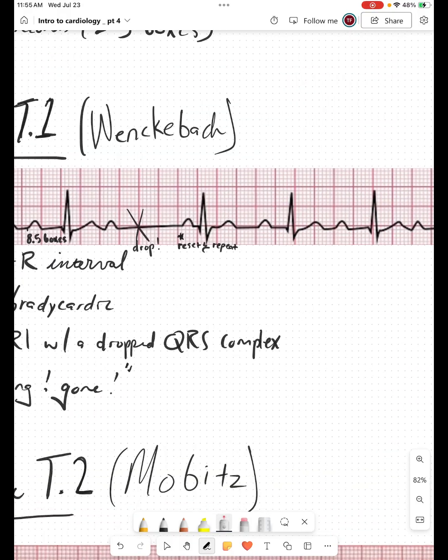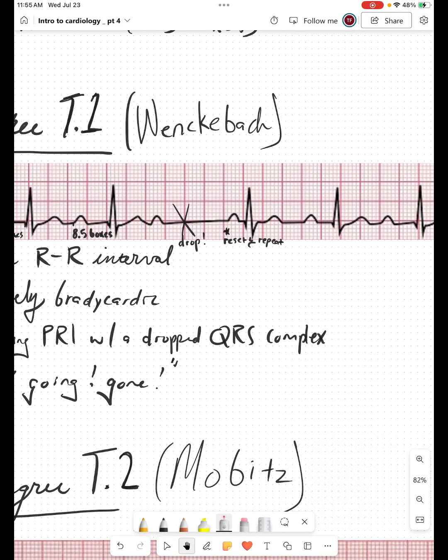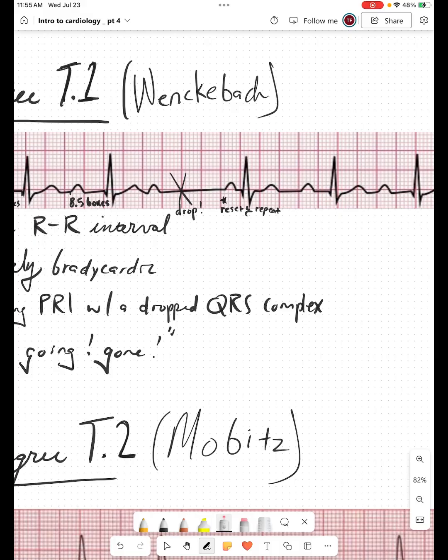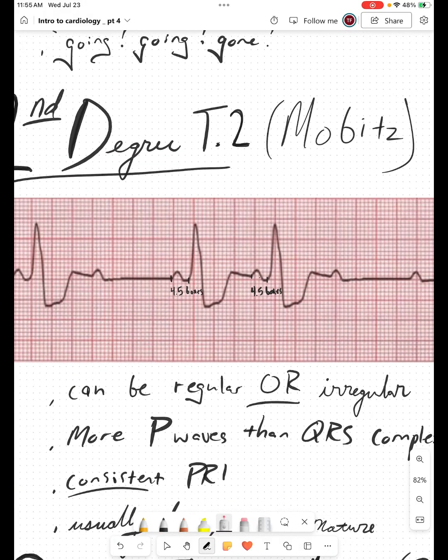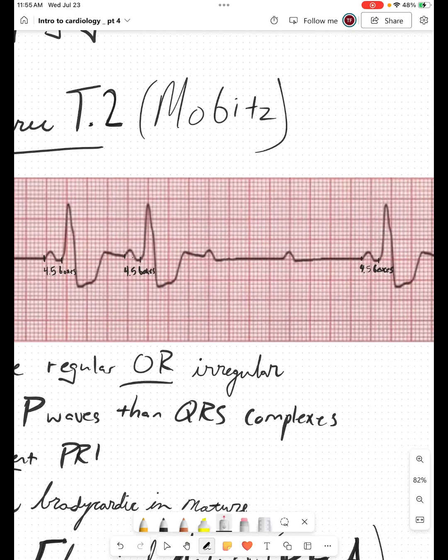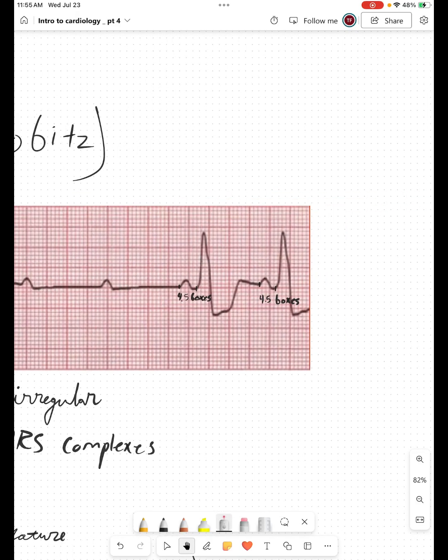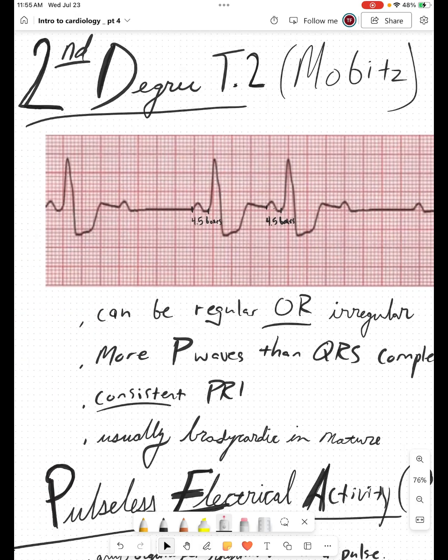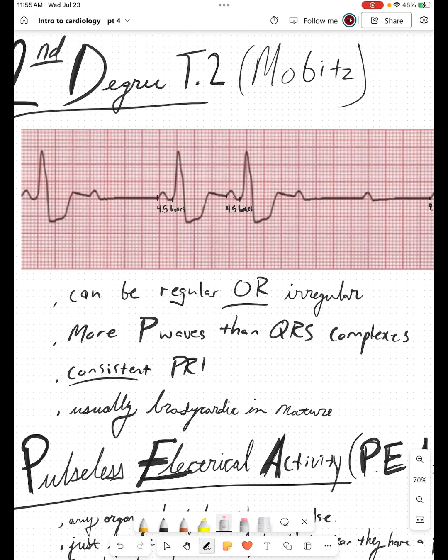So here we had one P wave without a QRS when that beat drops. But here that happens more frequently. It's happening relatively regularly within this strip. So there are more P waves than QRS complexes. When I do have a QRS complex, and there is a relationship between the P wave and the QRS, I have a consistent PRI. And again, this is a bradycardic rhythm in nature.